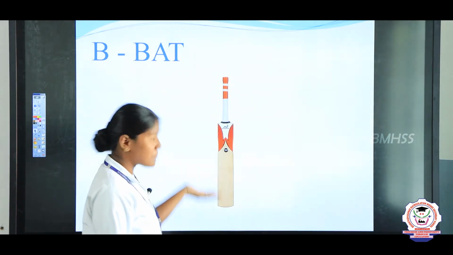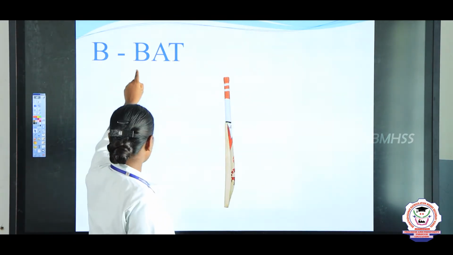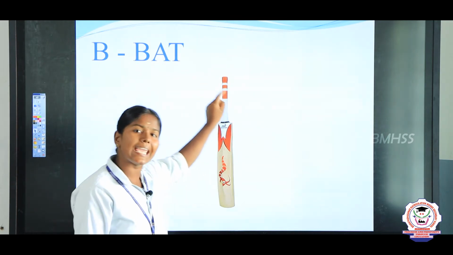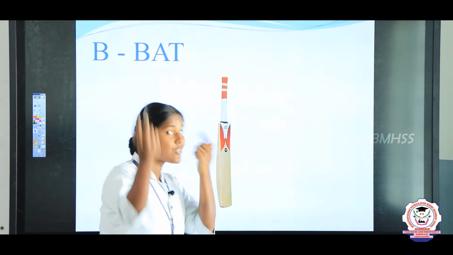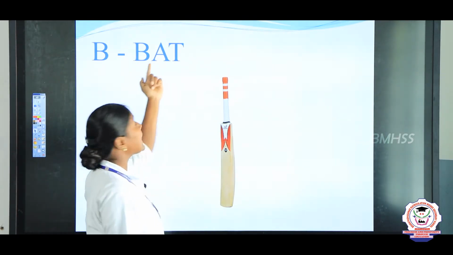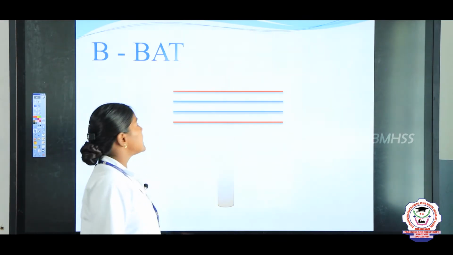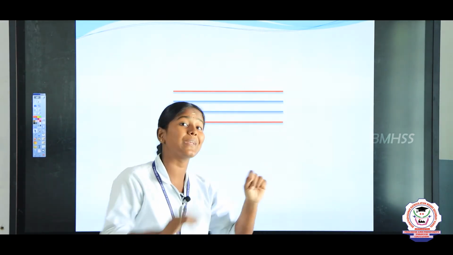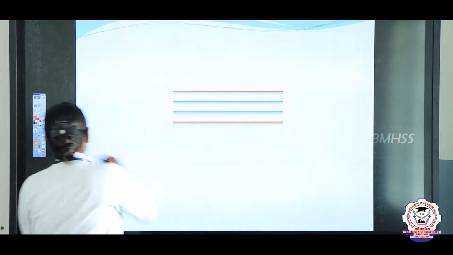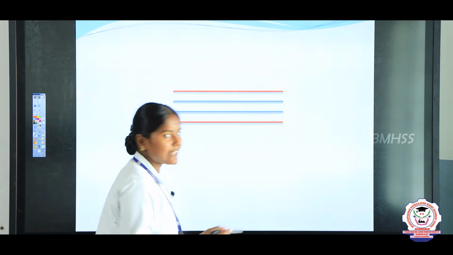Bat. The spelling of bat is B A T. Bat. Spell it out one more time. B A T. Bat. And in the same way there are 4 lines. You are going to write the spelling of bat with the proper strokes. Shall we? Write with me.